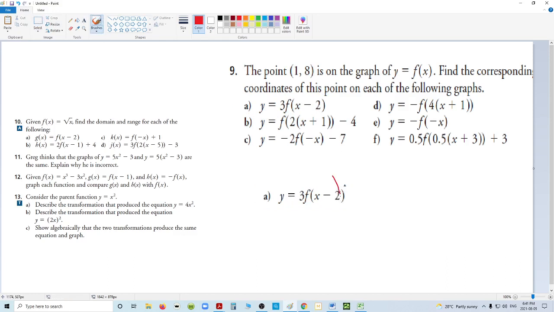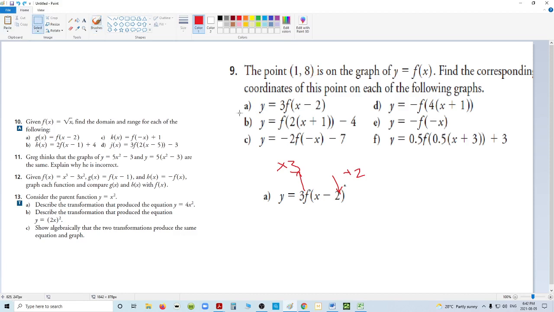There's an x, so you simply add 2 to all your x's and multiply all your y's by 3. So if I add 2 to the x here, I get 3. If I multiply 8 by 3, I get 24. So the new point for this one is (3, 24).